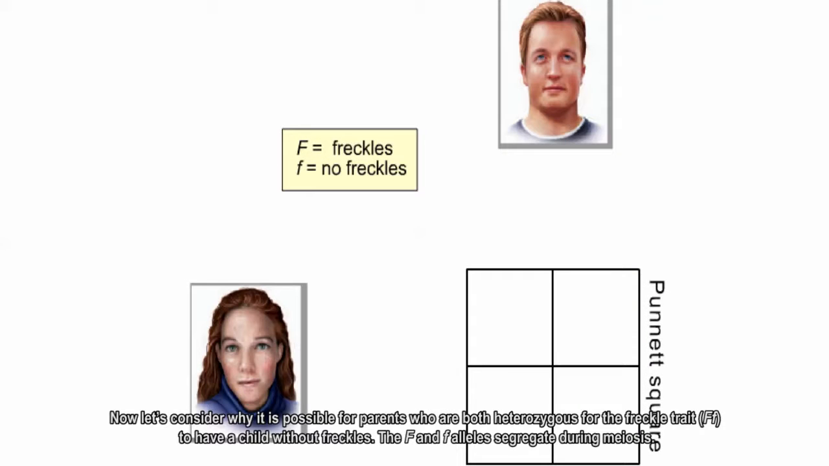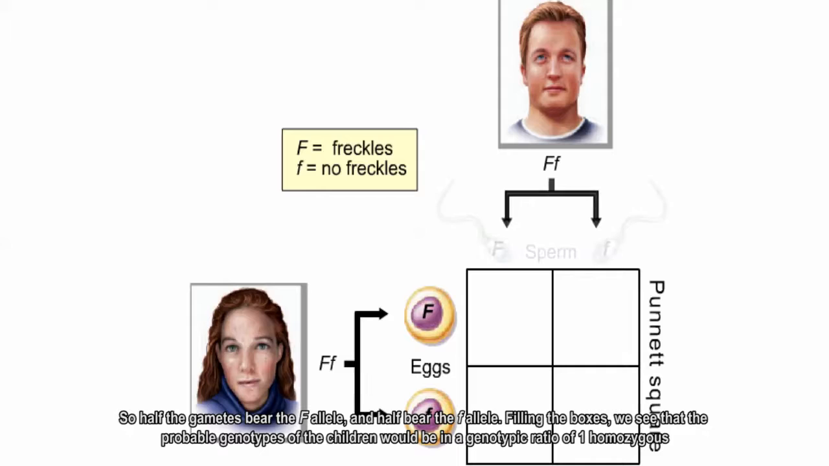Now let's consider why it's possible for parents who are both heterozygous for the freckle trait to have a child without freckles. The dominant F and recessive f alleles segregate during meiosis, so half the gametes bear the dominant F allele and half bear the recessive f allele.